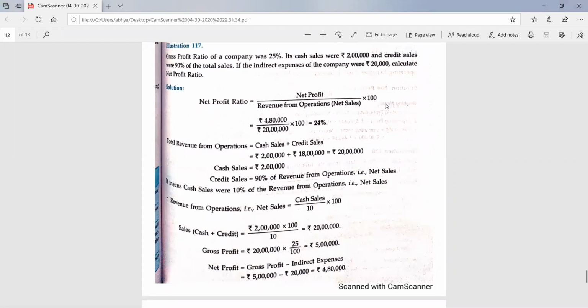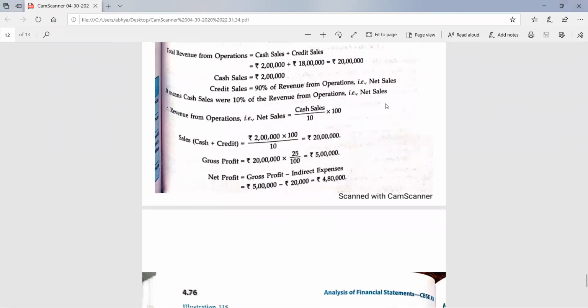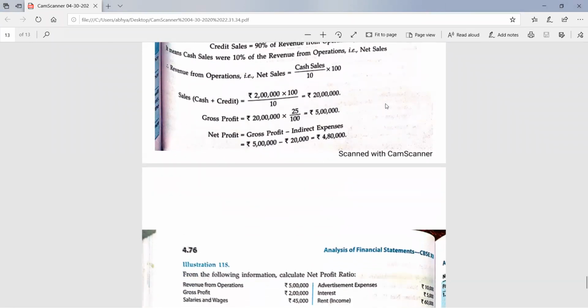Now find out, is there any indirect expense? Yes, 20,000. So GP minus indirect expense. No other incomes are given, so we will not be adding any. So net profit here is 4,80,000 upon RFO, which is 20 lakh. So 4,80,000 upon 20 lakh into 100 is equal to 24%. So it's very simple. Next question you are going to solve.